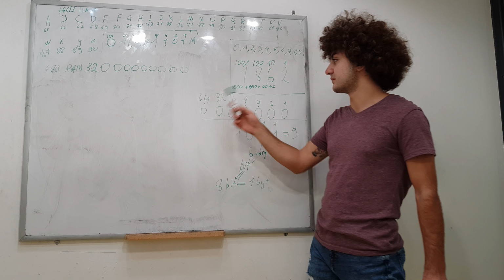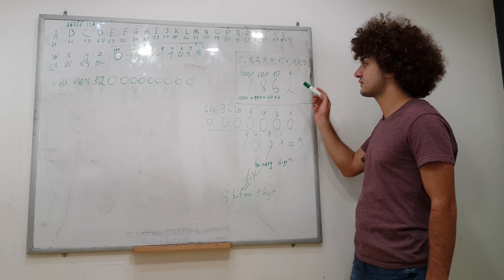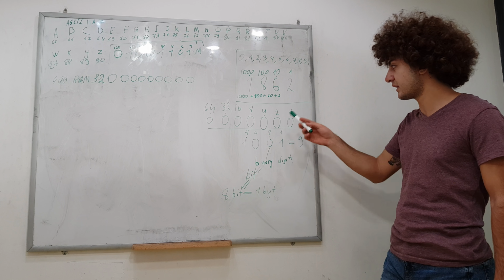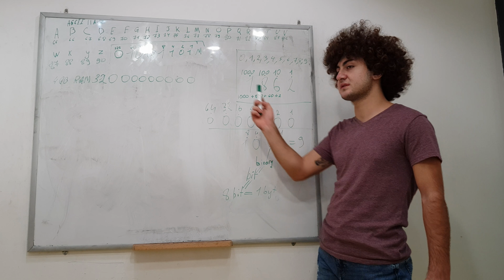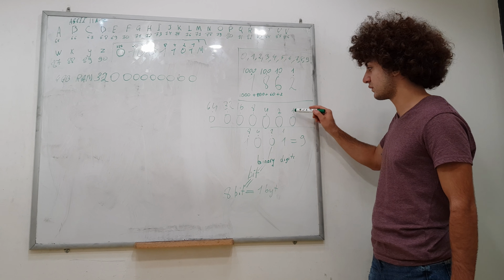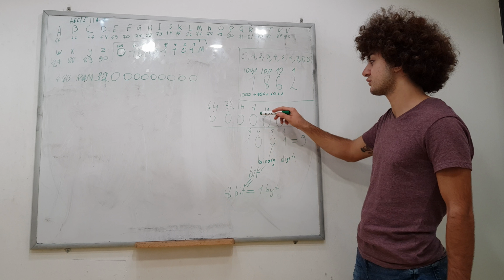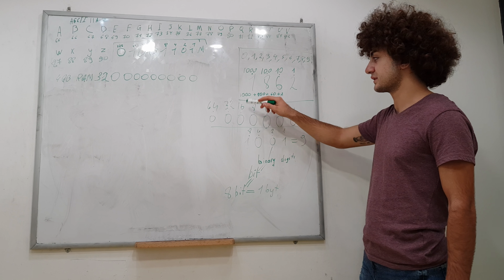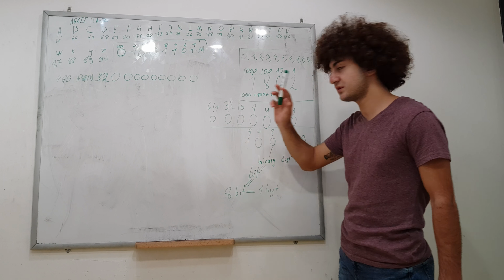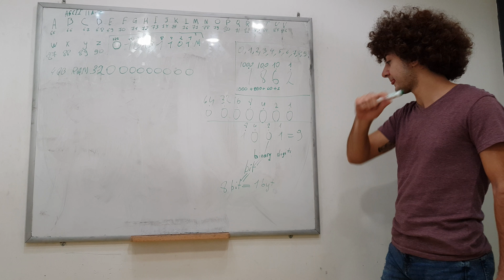So now let's go back to the binary system. In decimals we use powers of 10 to represent bigger numbers. In the binary system we use powers of 2 to represent bigger numbers. So in this case we have 2 to the power of 0, which is 1, then 2 to the power of 1, which is 2, then 2 to the power of 2, which is 4, 2 to the power of 3, which is 8, 2 to the power of 4, which is 16, 2 to the power of 5, which is 32, and 2 to the power of 6, which is 64, and so on until infinity.